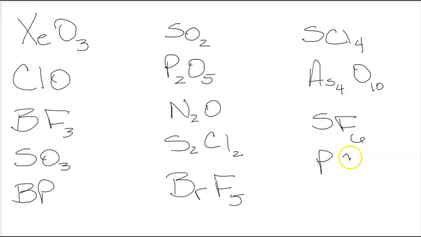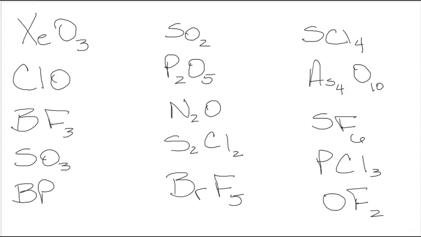Number 14 is phosphorus trichloride. So phosphorus trichloride is PCl3. And number 15 is oxygen difluoride. So that is oxygen difluoride, OF2. So those are the first 15 on the first side. Now I'm going to call out the answers on the second side.